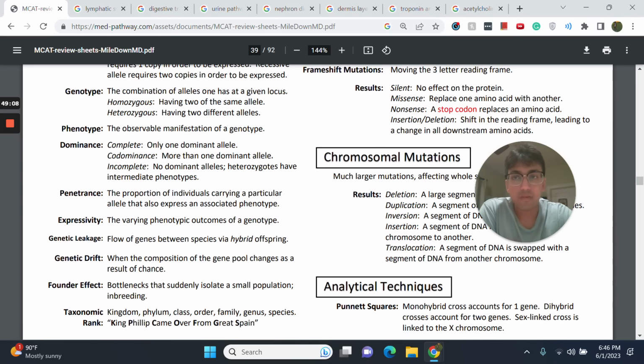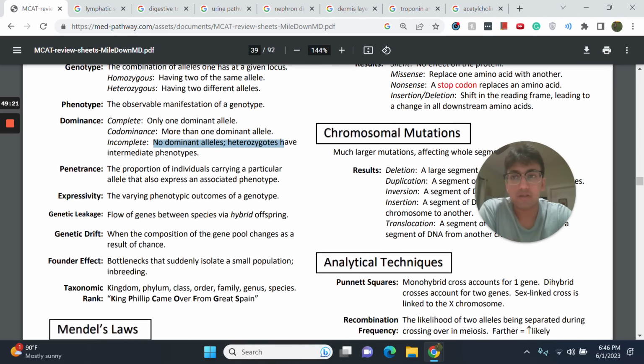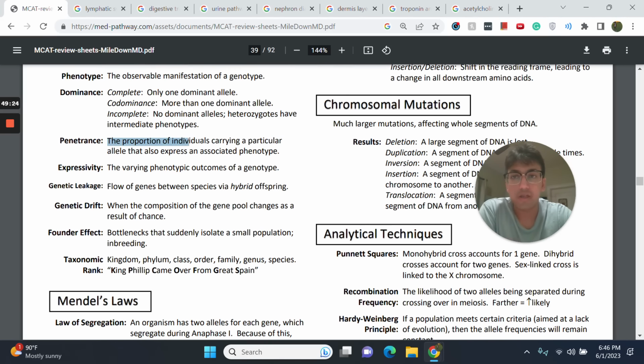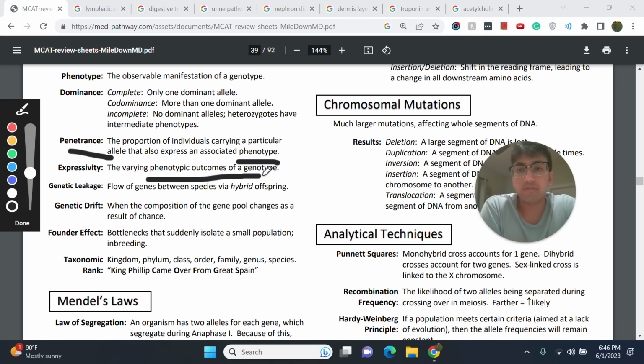So you might be able to express both alleles, you might be able to express only one allele, or you might not be able to express either allele completely. And so that's what dominance means. Penetrance is the proportion of individuals who are carrying a specific allele that also express the associated phenotype. So sometimes people who have a particular allele might not actually express the phenotype that's associated with that genotype, right? And so the percentage of people who actually do express that phenotype when they do have that genotype is called penetrance. And expressivity is the variable phenotypic outcome of a genotype.